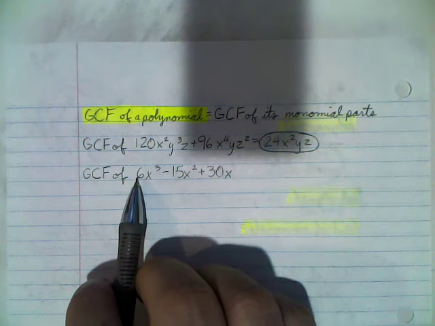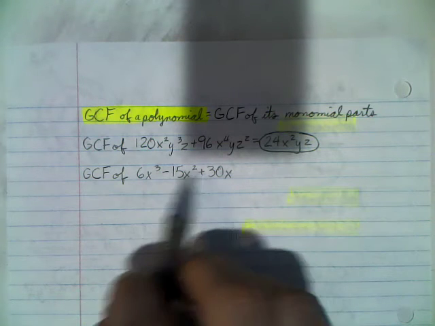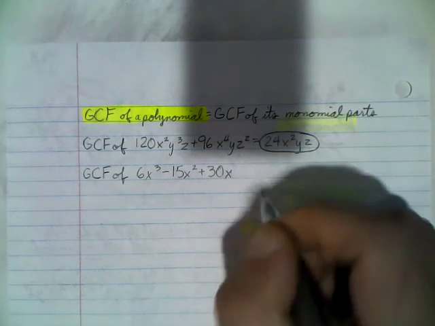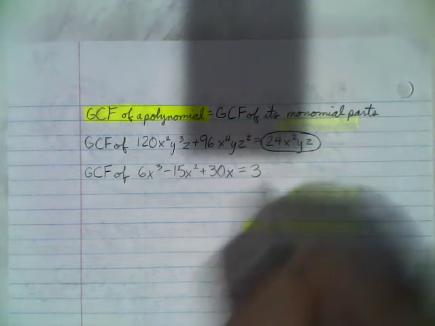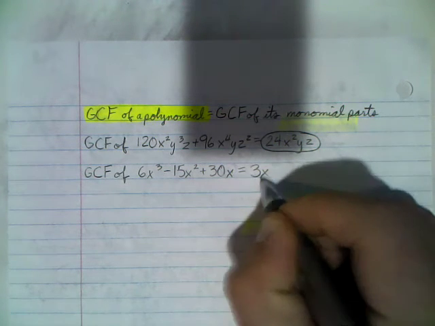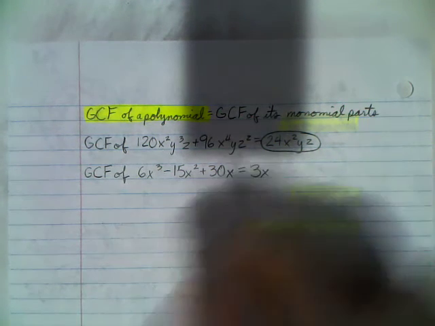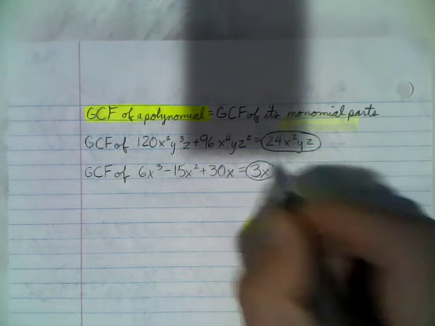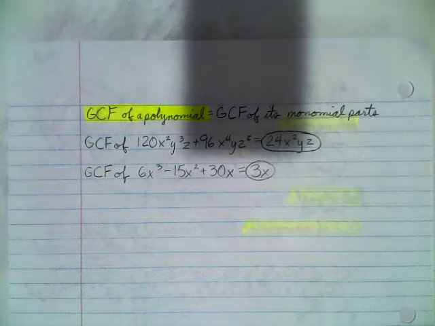The only thing bigger than 3 that goes into 6 would be 6, which is fine with the 30, but doesn't work with the 15. So 3 it is. 3 is the biggest number I can get into each of those. Now look at the variables. I got an x cubed, an x squared, and an x. What's the biggest variable then that I can pull out of each of these? Well, I can pull a single x out of each of these. So the GCF of this is just 3x.